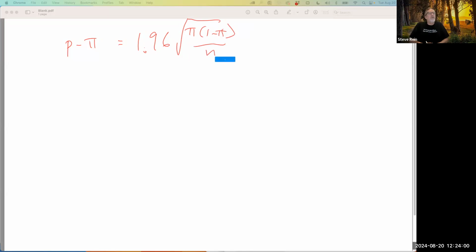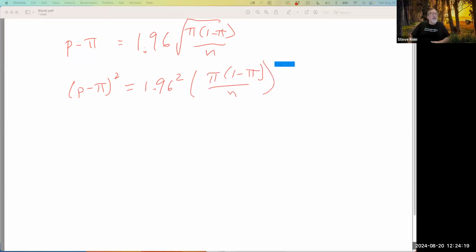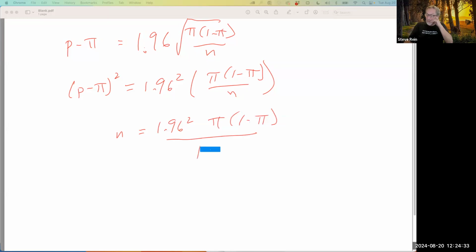And again, we're trying to solve for n here. And let's maybe square both sides. I've got p minus pi squared is 1.96 squared times pi times 1 minus pi all over n. And now to solve for n, I would just put n over on the left-hand side. n should be equal to 1.96 squared times pi times 1 minus pi over p minus pi squared. So I could tell you the sample size you might want.